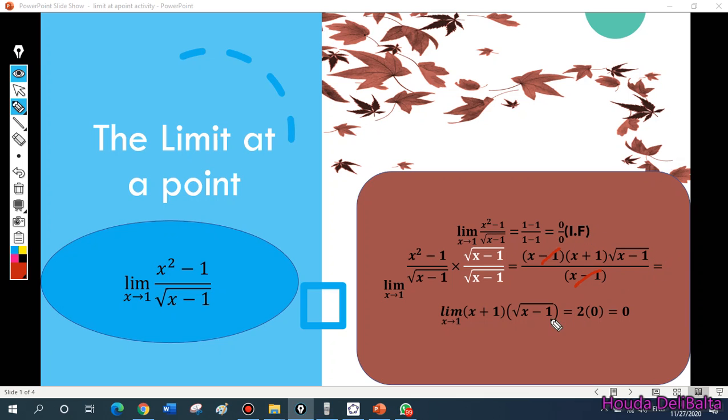Finally, we evaluate, we remove the word limit, and we substitute 1 plus 1. We replace x by 1 as required because x approaches 1, times radical 1 minus 1, so we get 2 times 0, which is 0. So the limit of x squared minus 1 over radical x minus 1 as x approaches 1 is 0.